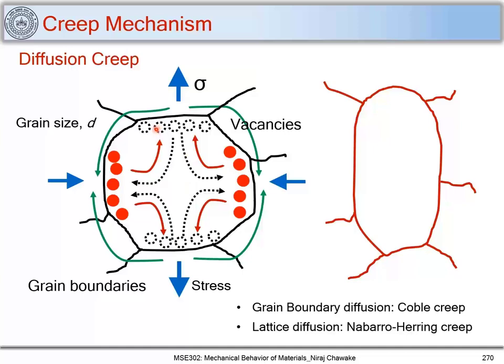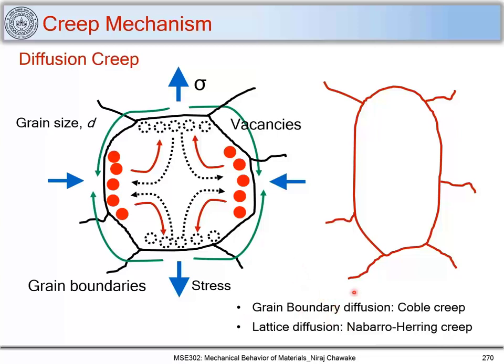If it is through a grain boundary, we call it Coble creep, and if it is through the lattice or through the grain, it is called Nabarro Herring creep. So diffusion through grain boundaries we call Coble creep. If you have diffusion through the lattice, we call it Nabarro Herring creep. And why does this diffusion occur? Because we are subjecting the material to a high temperature.